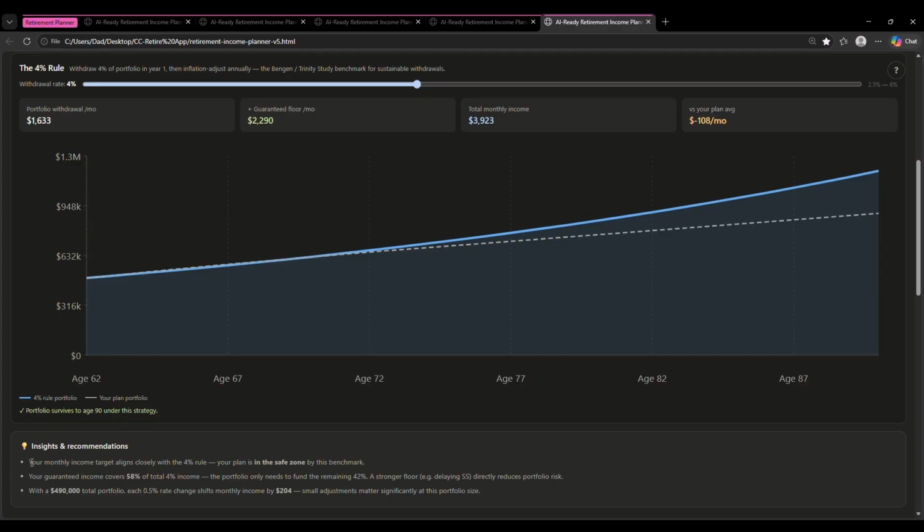So now what does it say? It says your monthly income target aligns closely with the 4% rule. Your plan is in the safe zone by this benchmark. So our insights and recommendations are updated based on the tweaks and the changes that we make.